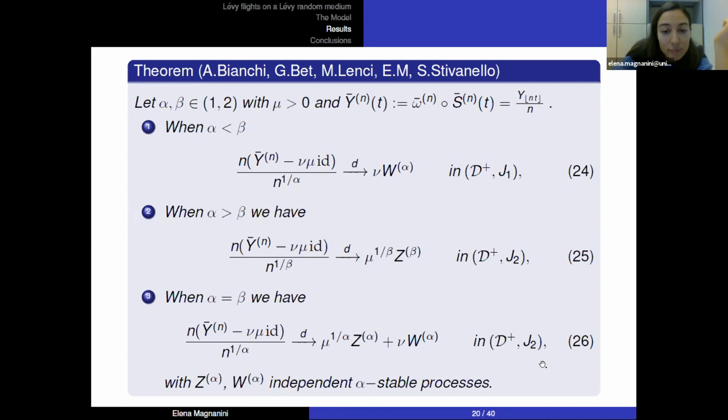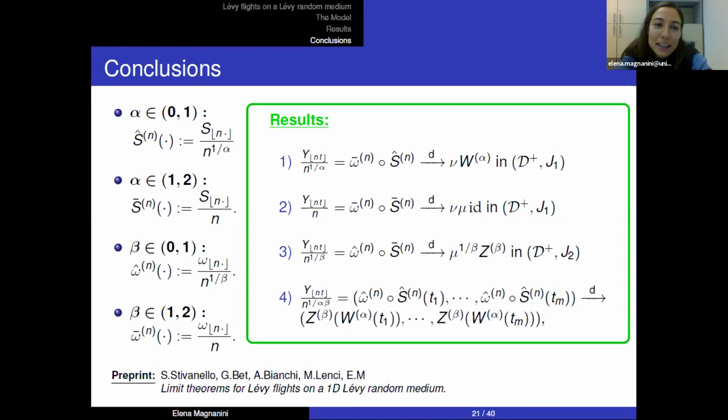Okay, so this is my last frame, which basically resumes the results that we have obtained, and which are contained in our preprint, which is on arXiv, Limit Theorems for Lévy Flights on a One-Dimensional Lévy Random Medium. And I think I stop here, and I want to thank you for your attention.